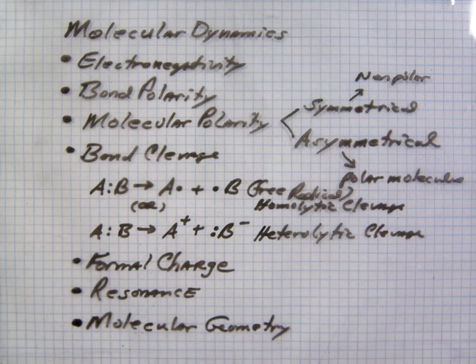Formal charge is a result of ionization of a molecule, and those play a strong part in reactivity. We're not going to beat that to death. Resonance makes the entire molecule more reactive. But when you get down to the last item, molecular geometry, the three-dimensional character of the molecule is very important in how other molecules can attack a given molecule.